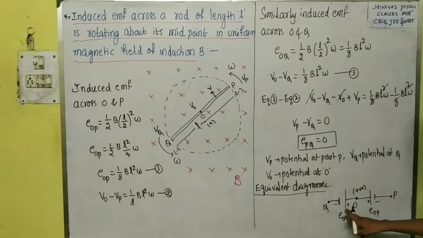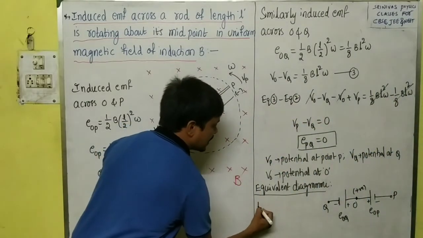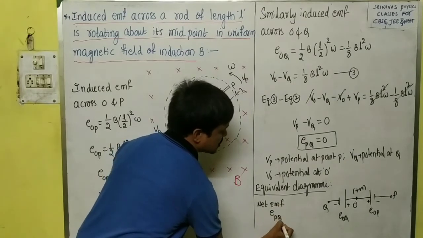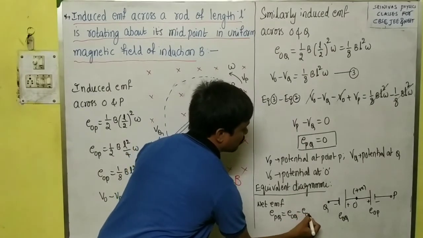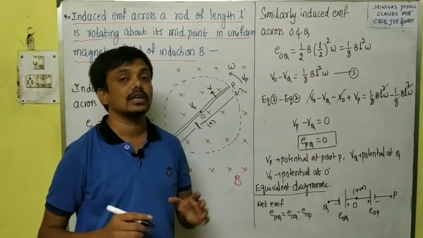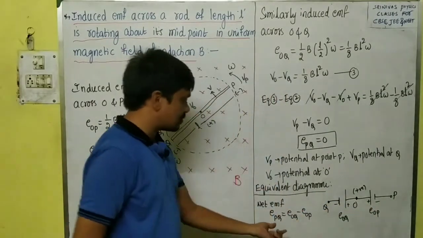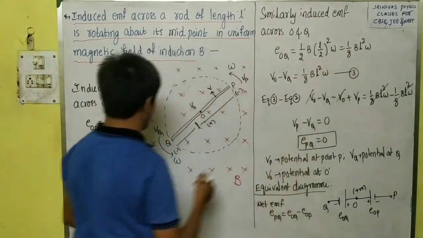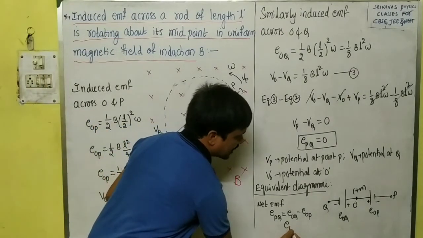the same EMF, but these are wrongly connected in series. Then the net EMF, EMF across PQ, we have to subtract them: EOQ minus EOP. In the right connection of cells in series combination we write E equal to E1 plus E2, but this is the wrong connection because plus should be connected to minus, so we have to subtract them, EOQ minus EOP. EOQ is 1 by 8 Bl square omega and EOP is 1 by 8 Bl square omega, then the induced EMF across PQ we will get as 0.